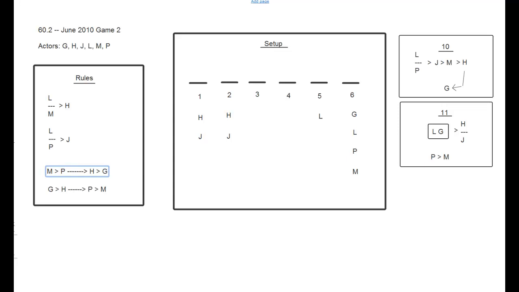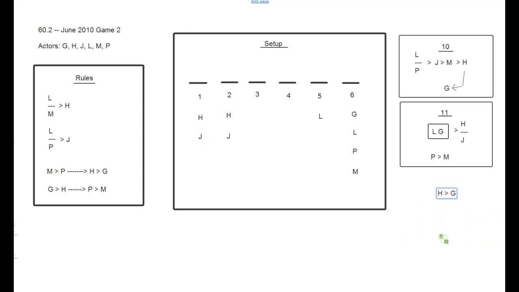The reason that I say that is because if M is going to be first, then we know that this rule is going to be triggered, that M in fact will have to be before P because M is going to be before everybody. So what follows from that, if M is first, then right away we know that since M is going to be before P, then we have this sequence between H and G. Okay, and now let's see if we can build on this sequence.